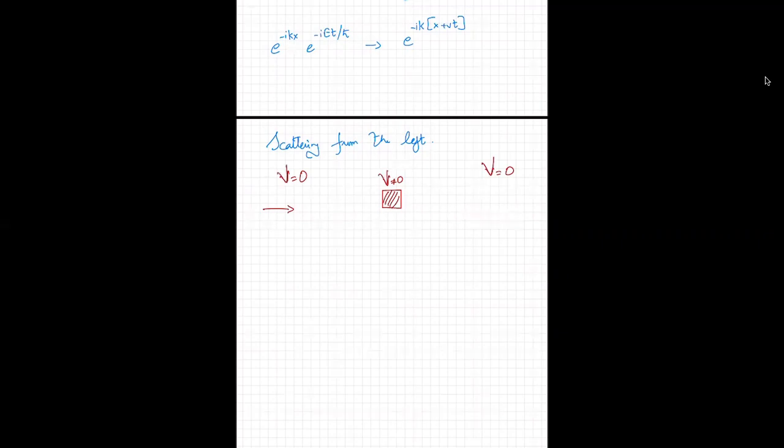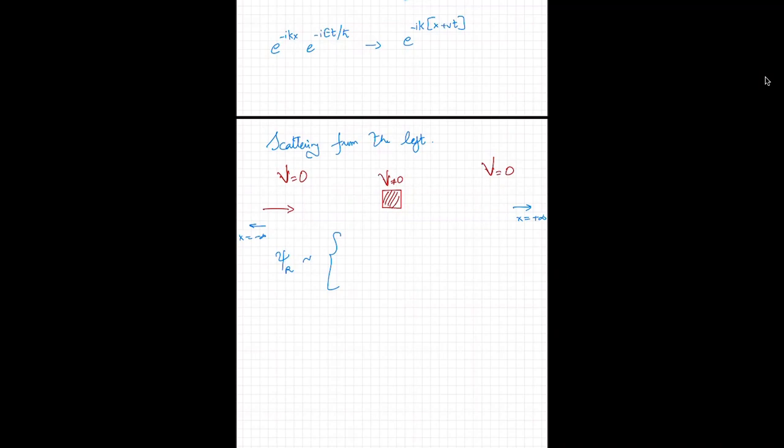So what will be the asymptotic form of this wave function? I'm going to call this psi R, because even though the scattering is from the left, the wave is traveling towards the right. This has the form, and this is the x equal to minus infinity region, and this is the x equal to plus infinity region. Okay, so I can always choose a scattering center to be around the x equal to 0 region.